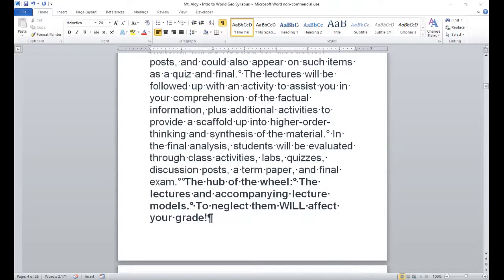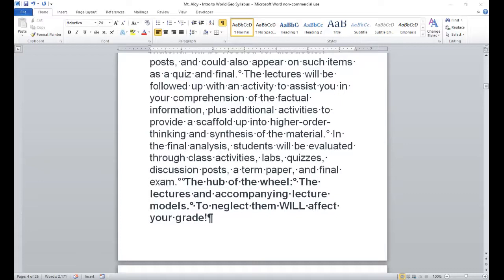We'll have a term paper and a final exam. Here's what I wanted to really emphasize, and this is where letter grades and even sometimes pass or fail are made or broken doing this online: the hub of your informational wheel are the lectures, right? The lectures and accompanying lecture models. Therefore, I hate to tell you this, you have to watch me and listen to that once a week.